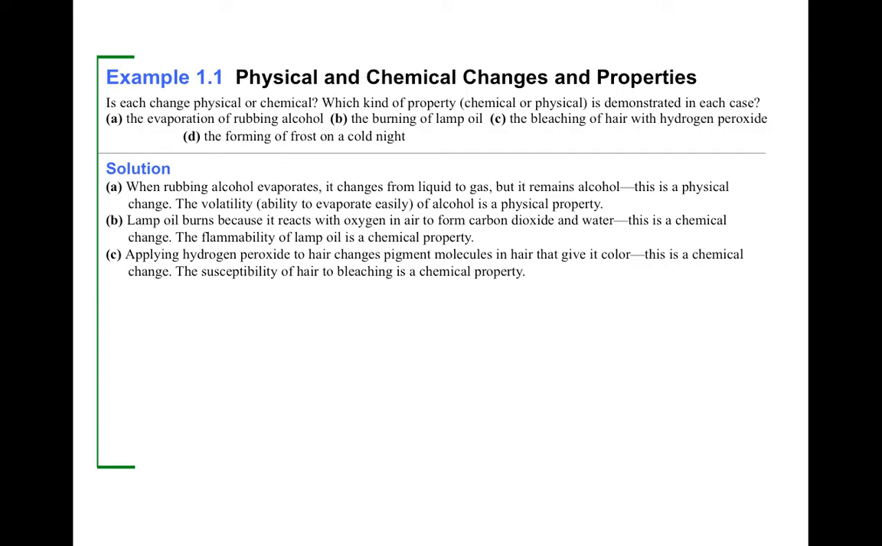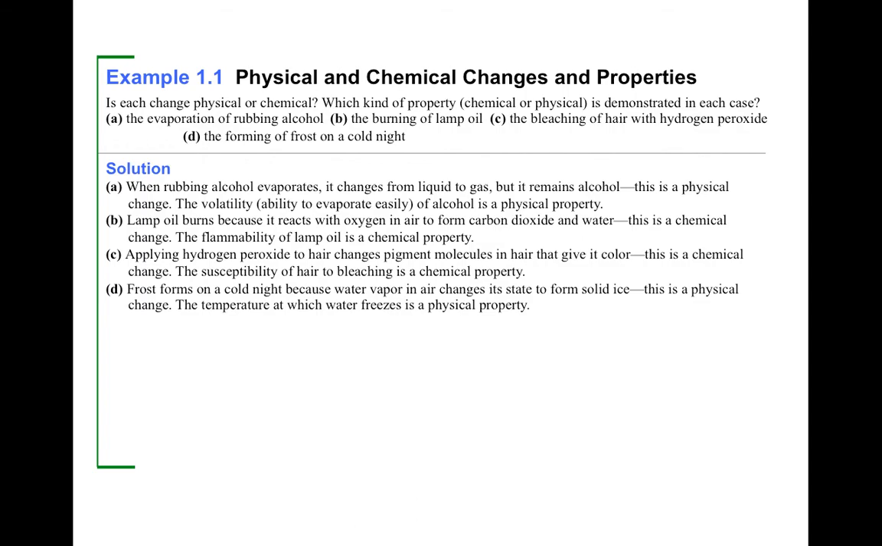Okay, good. What about the forming of frost on a cold night? All right, the forming of frost is essentially water coming out of the air and making ice. So that's the same as boiling point, but the opposite. That's its fusion. Frost forms on a cold night because water vapor in air changes its state to form solid ice. Physical change. Temperature, so it's freezing point. It's the same as melting point, but in the opposite direction.